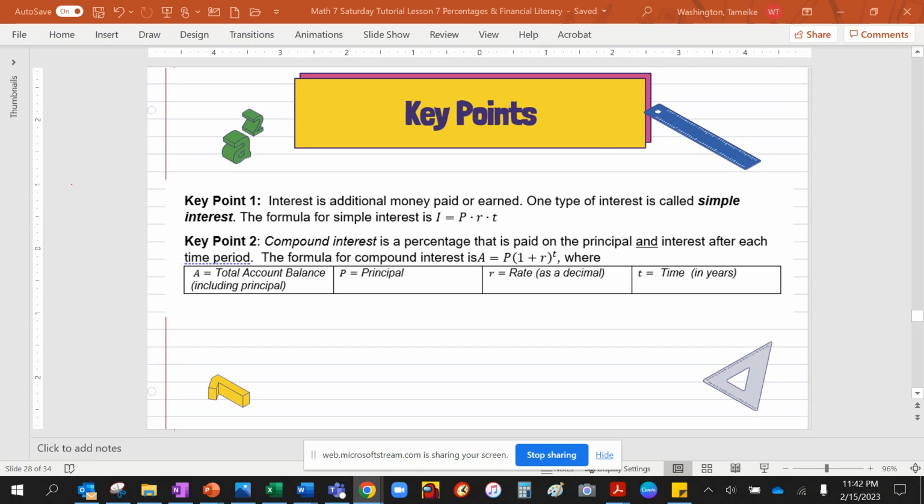I represents the interest, P is the principal, R is the rate as a decimal, and T is time in years. For compound interest, the formula is A equals P(1 plus R) to the power of T. A represents the total account balance, including the principal. P is principal, R is rate as a decimal, and T is time in years.